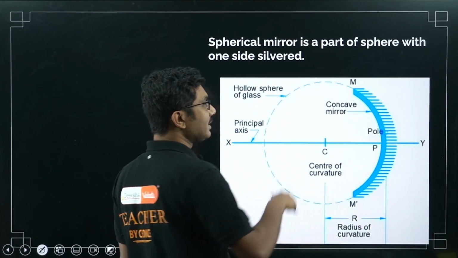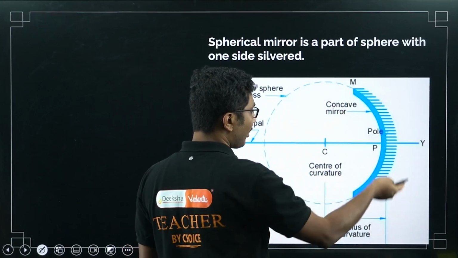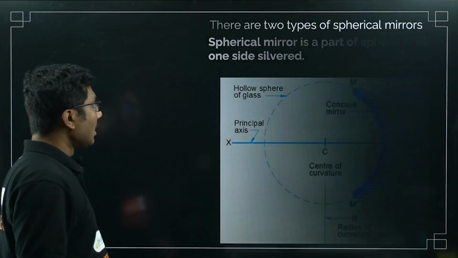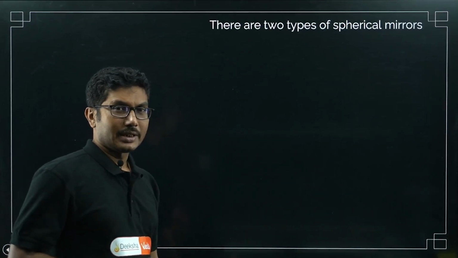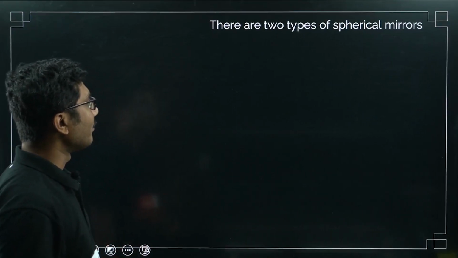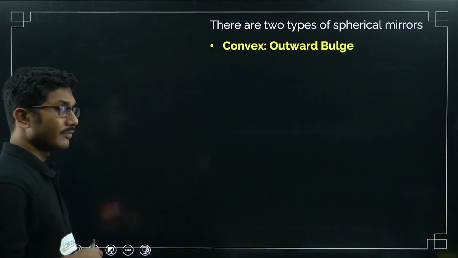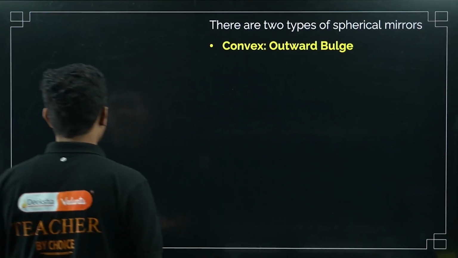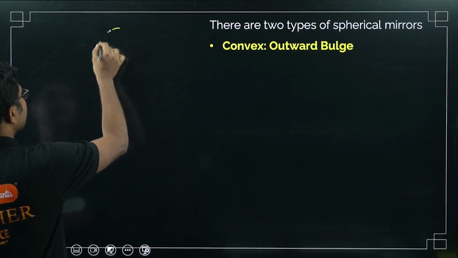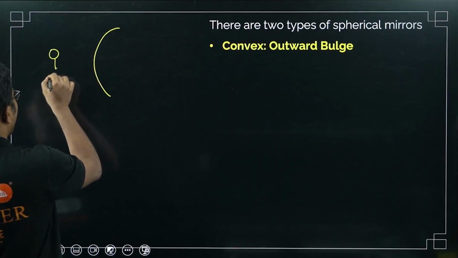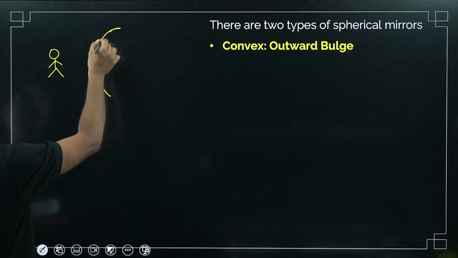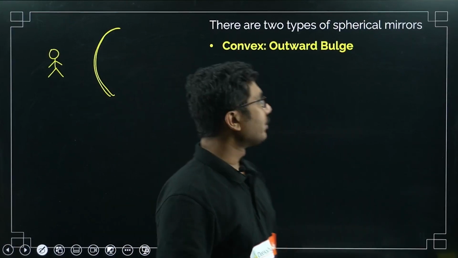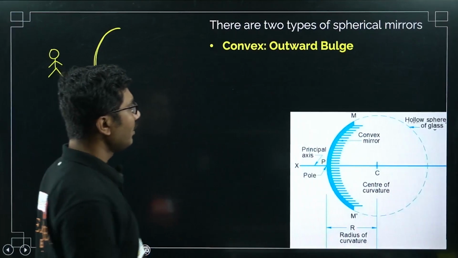Here as you can see, this is a concave mirror and we have cut it from two portions, and there are different terms. We will discuss that. But there are two types of mirror that we see in our day-to-day life. What are those two types of mirror? One is the convex mirror, which is an outward bulge. Outward bulge means when you stand in front of it, the curvature faces towards you. That is convex, an outward bulge. So this is an example of a convex mirror.